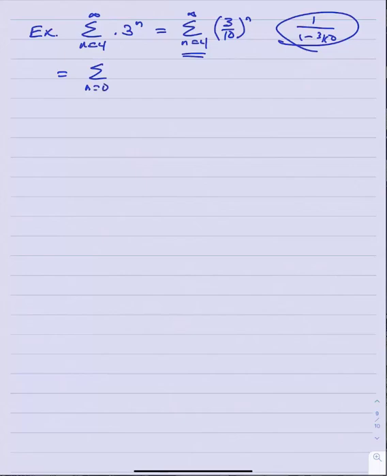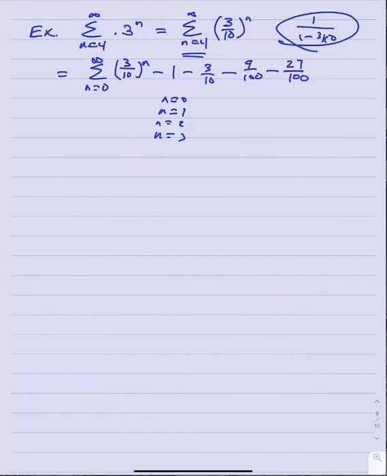So you should notice another way you can do this is you could say this is the sum n equals 0 to infinity, 3 tenths to the n, minus the terms that happen when n is 0, n is 1, n is 2, and n is 3. In other words, when n is 0, I get 1. When n is 1, I get 3 tenths. When n is 2, I get 9 over 100. When n is 3, I get 27 over 1,000.